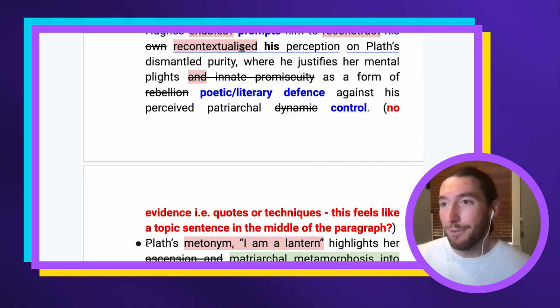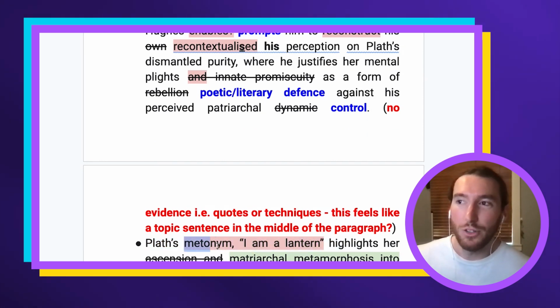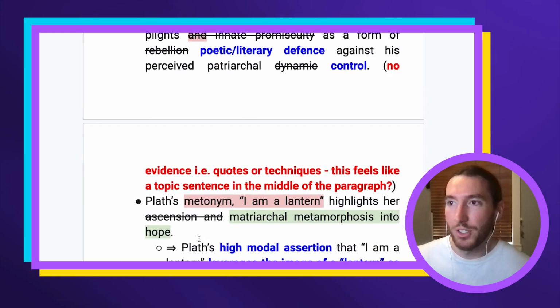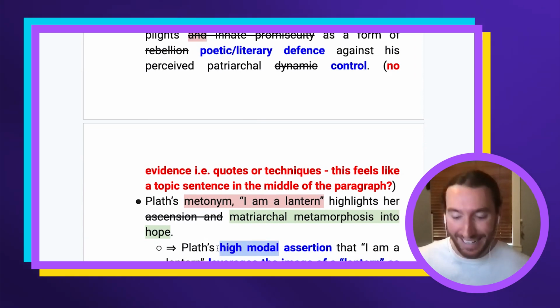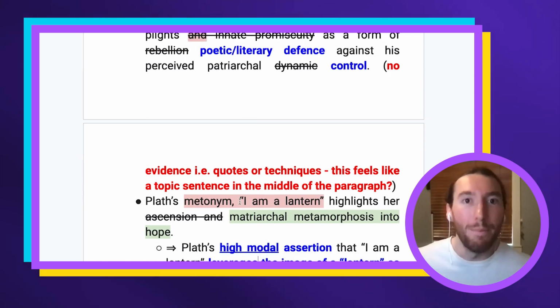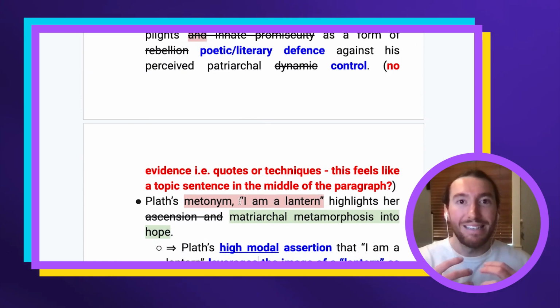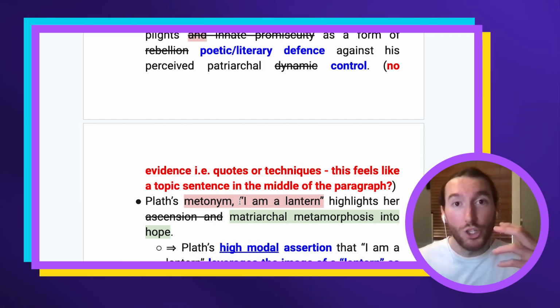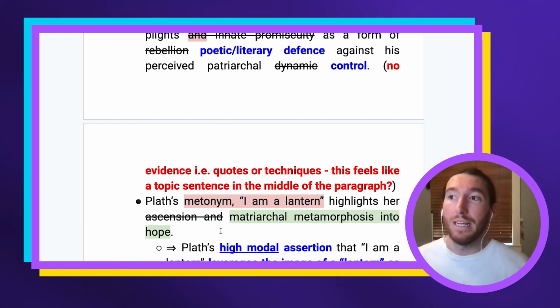Now, how do we get the flow here? How do we ensure a better flow? And how do we ensure we're actually using this technique correctly, that we're not misapplying it to the whole sentence? Well, have a look at this. This is a rewording. Plath's high modal. I've tried to add in a second technique because it works well with the "I am a lantern." She's saying with confidence, with certainty, that I am a lantern. So that's high modality, right? That certain definitive tone is high modal.